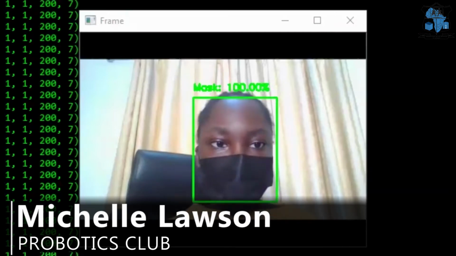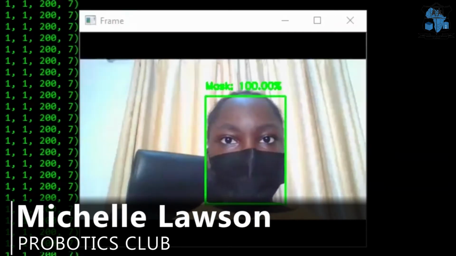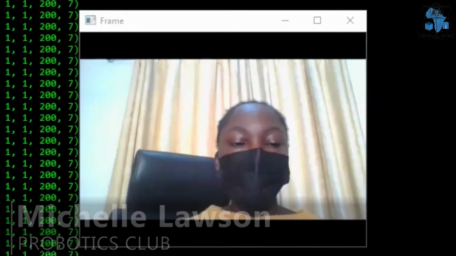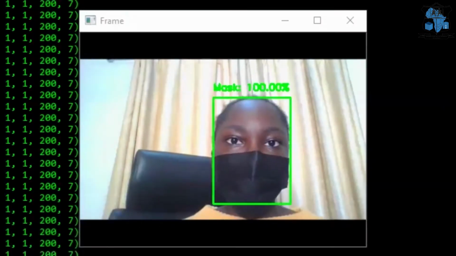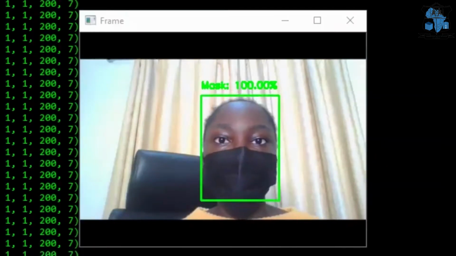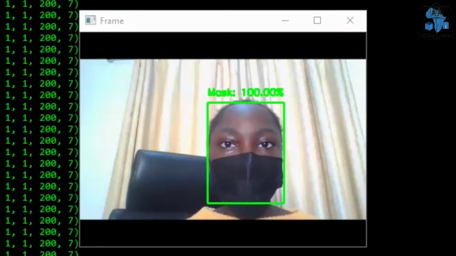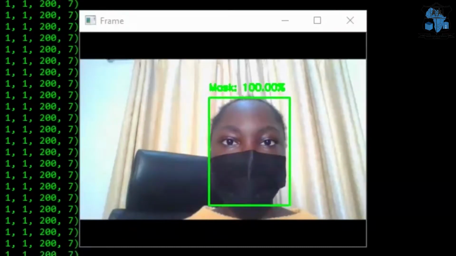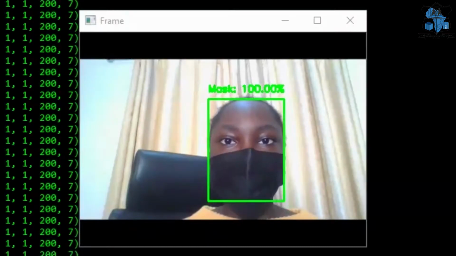As you can see, the code successfully detects whether or not somebody is wearing a mask by putting a green box around their face and topping that off with the word mask and a percentage. This percentage is the likelihood that the program is correct. So when you see the word mask in 100%, it means the subject of the video is wearing a mask and it's 100% likely that this is true.